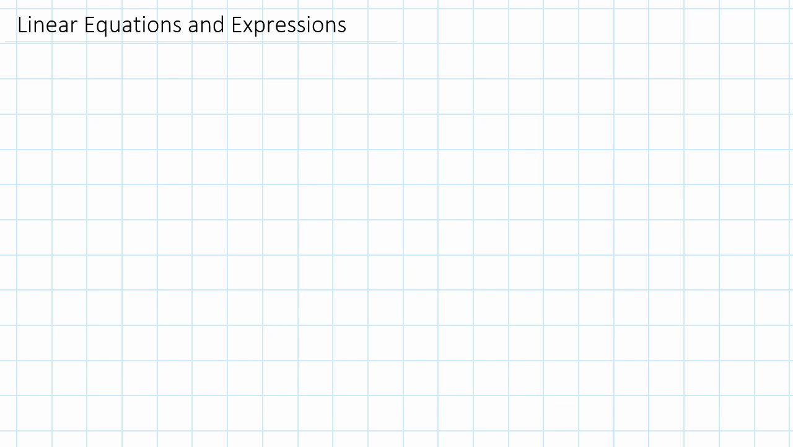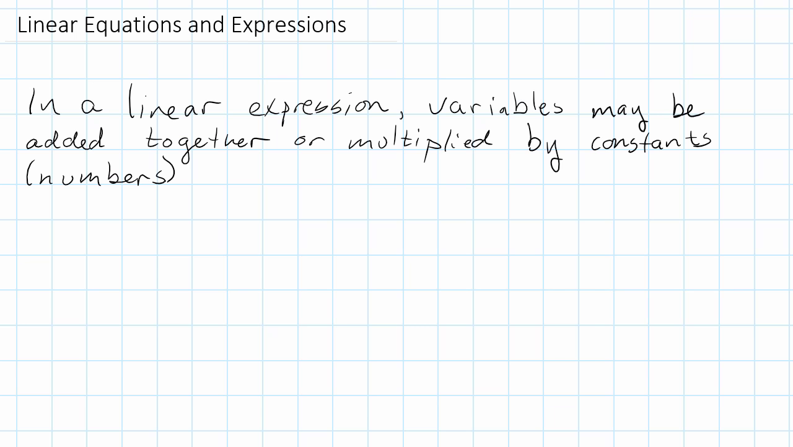Now we turn our attention from equations and expressions in general to just those equations and expressions that are linear. What does it mean to have an expression that is linear? In a linear expression, variables might be added together or multiplied by constants, that is, just numbers.